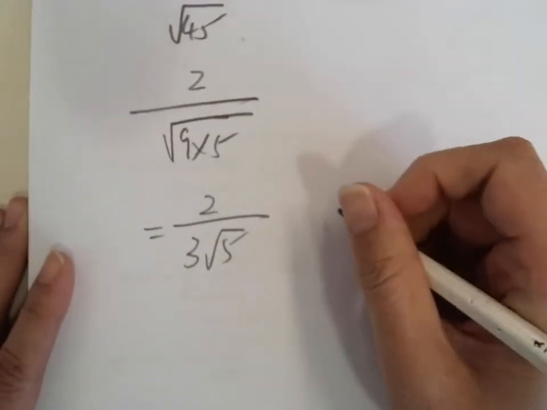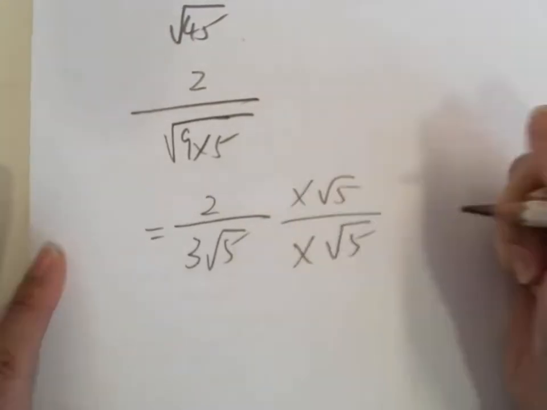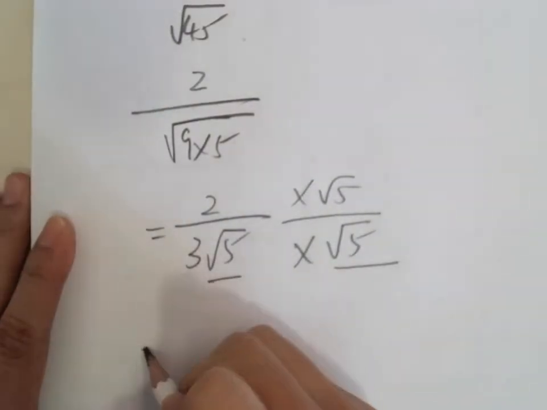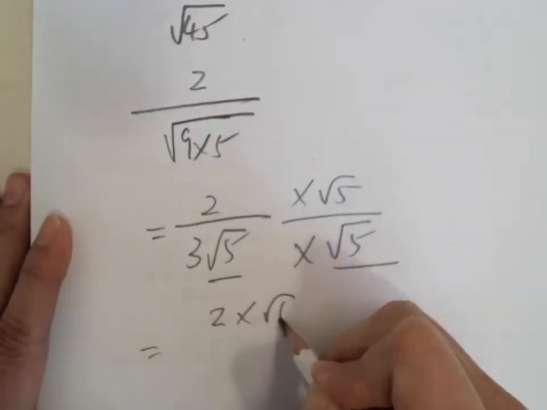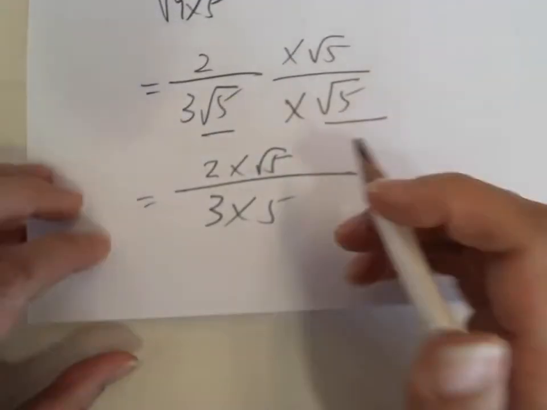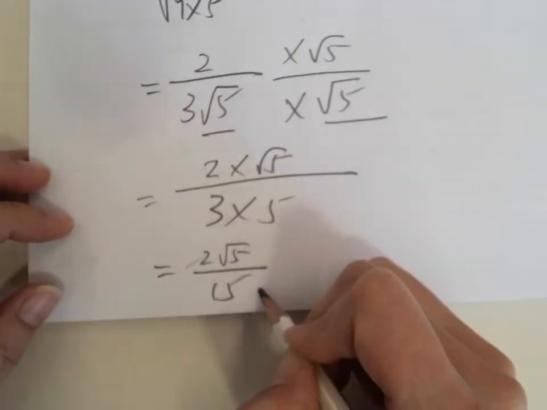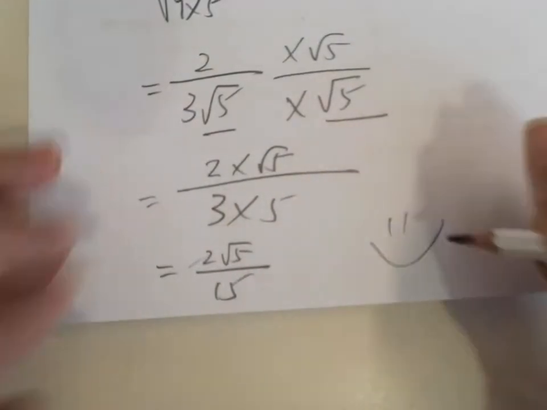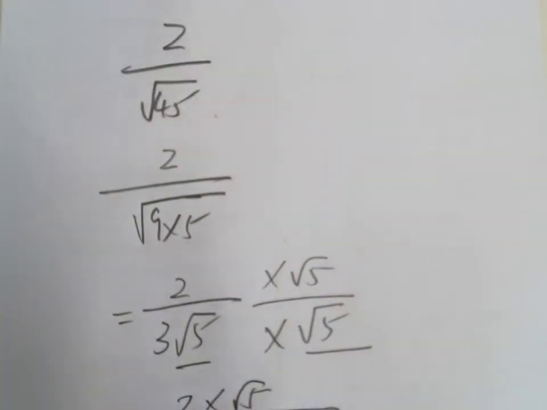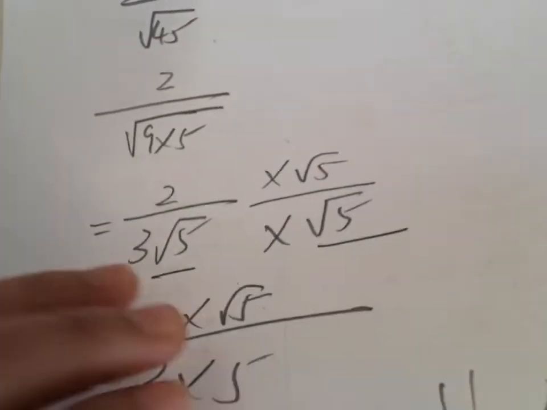Now we can multiply this by root 5 in the numerator and root 5 at the denominator. Again, still multiplying by 1. But then this is gone. So we have 2 times root 5 over 3 times 5. Right? And then we'll have 2 root 5 over 15 as the answer. If you could cancel anything, do so. Otherwise, I'll be happy. So this is how we rationalize the denominator with the third.